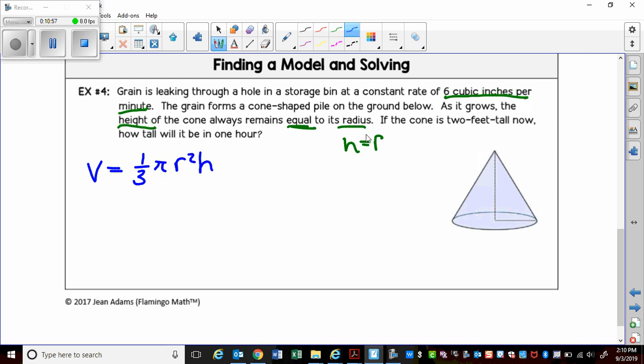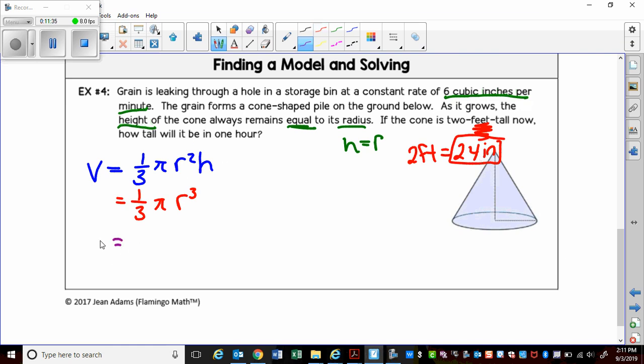But H is equal to R, so I can just make this 1/3 pi R squared times R, which is R cubed. Okay, we kind of talked about this. If the cone is 2 feet tall, but everything else is in inches, I need to convert the 2 feet. There are 12 inches in a foot, so this is going to be 24 inches. This is where people make mistakes, converting to the same units.